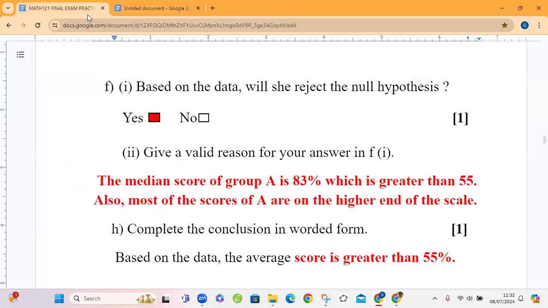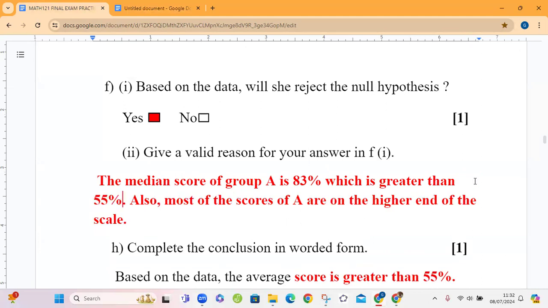So therefore, we have to reject that null statement because the average is not less than 55%. It is 83. 83 is not less than 55%. So yes, we have to reject the null hypothesis. And what is the reason? The median score of group E is 83%, which is greater than 55%. Also, most of the scores are on the higher end of the scale for group E. So therefore we have to reject the null hypothesis.